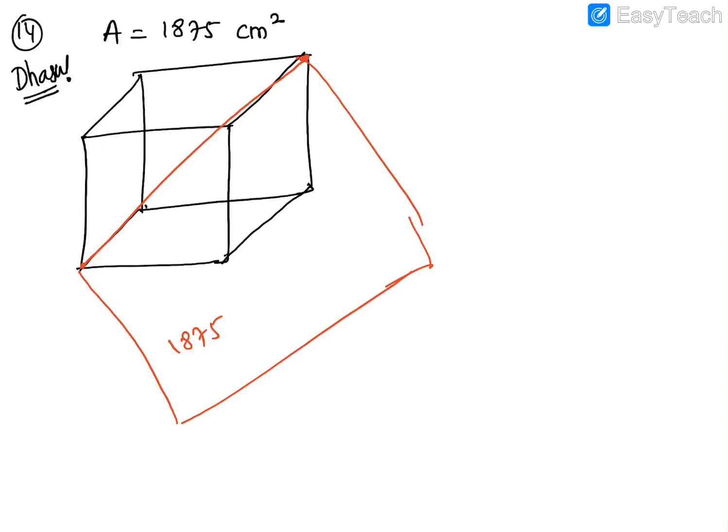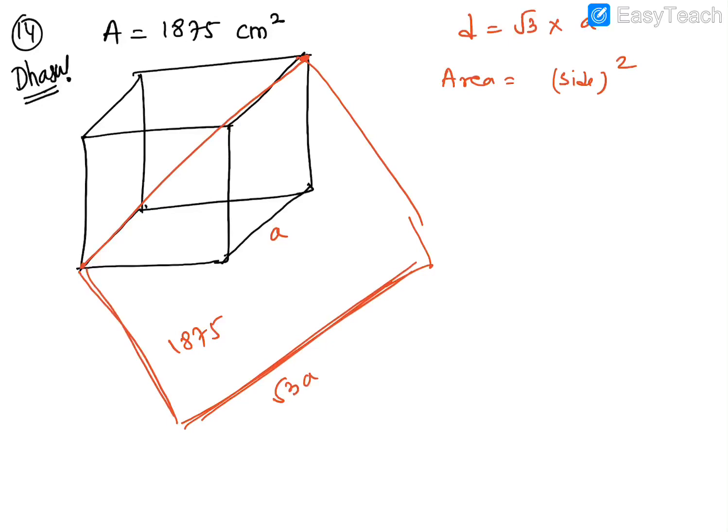Let the side of the cube be a. If the side of a cube is a, what will be the diagonal of a cube? Diagonal of a cube is root 3 into side. Correct? If you remember, that was the formula. Now, what is the formula for area? Area is equal to side square. What is the side of this square? It is equal to how much? Root 3a.